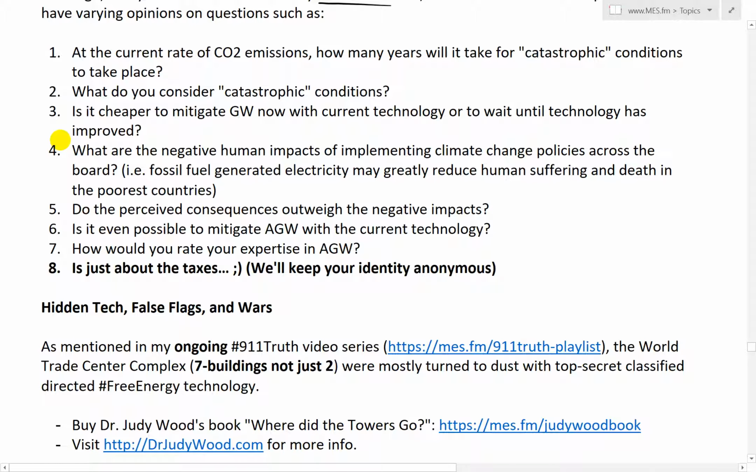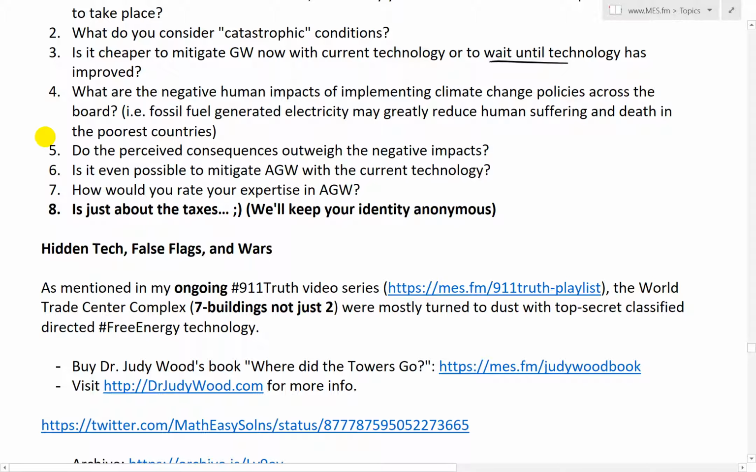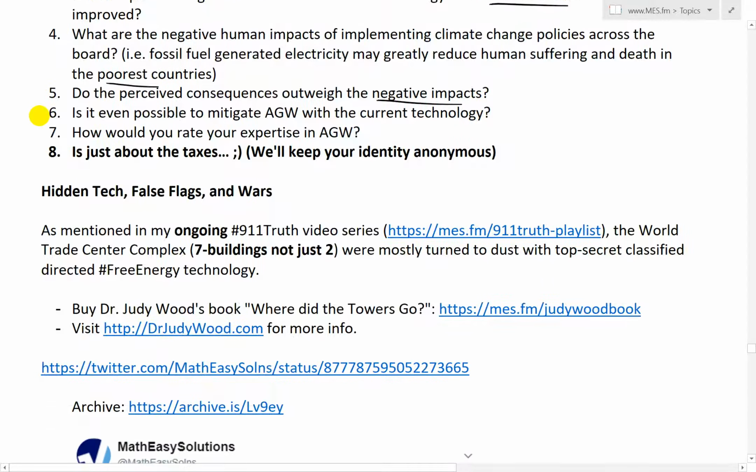Is it cheaper to mitigate GW now with current technology or wait until technology has improved? What are the negative human impacts of implementing climate change policies across the board, i.e. fossil fuel generated electricity may greatly reduce human suffering and death in the poorest countries? Should we just cut that out, or what should we do? Do the perceived consequences outweigh the negative impacts? Is it even possible to mitigate AGW with the current technology?